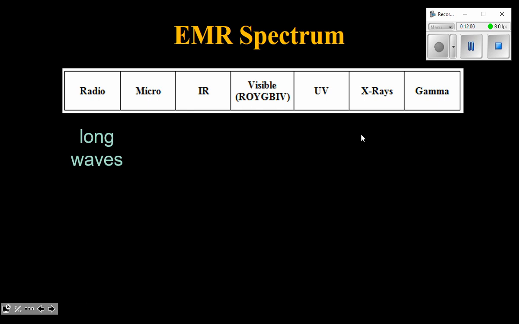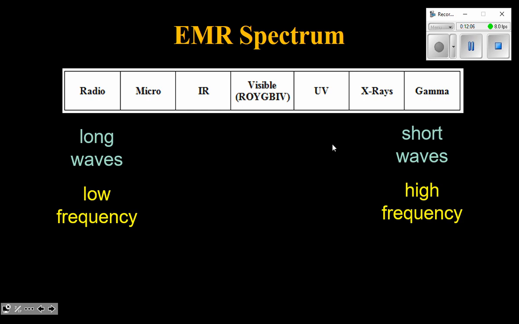The longest waves at that end, the shortest waves at the gamma end. The lowest frequency is the radio, the highest frequency is at the gamma end. As you move across, the waves get shorter and the frequency gets higher. And then the lowest energy waves, the radio waves.